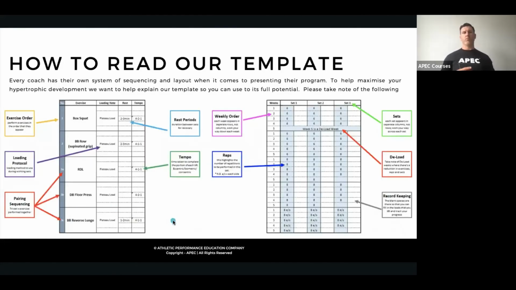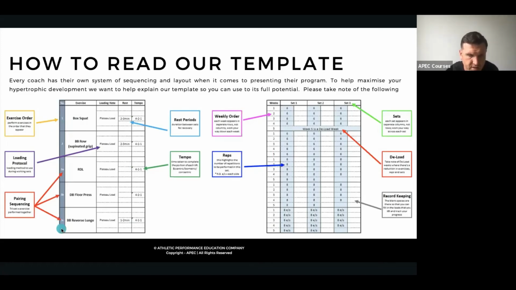Okay. In terms of the way we set up our programs and built them out was as follows. Each coach, as we know, has their own system of laying out the programs. But what we want to do here is talk about some of the more important components to have within the program so that we know what we should be implementing when we are structuring our program for our clients or athletes.